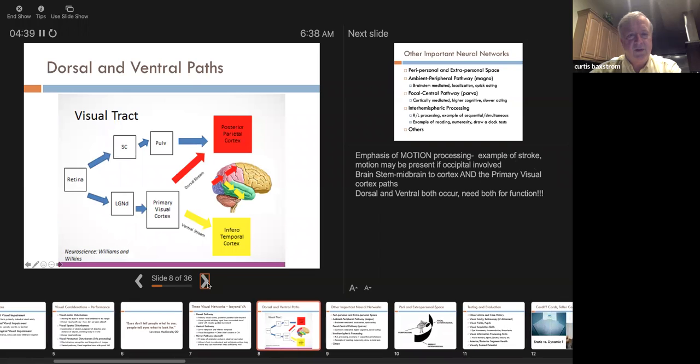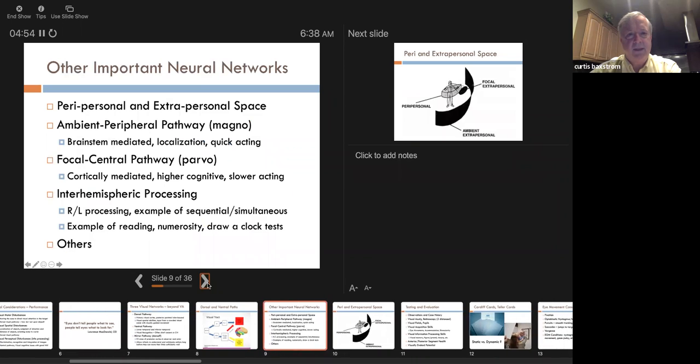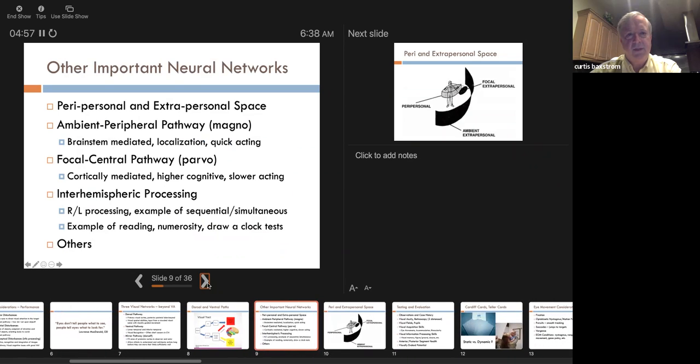Again, here's the dorsal tract and ventral tract. Typically, most people consider vision as just the yellow pathway into the inferior temporal, not localization but rather the naming of objects. But how we act on things in space is really critical. Some other things to remind ourselves of: with brain injury patients, we talk about peripersonal and extrapersonal space. Space inside my arm's reach is different than beyond my reach, and that may also play a very important part in CVI.